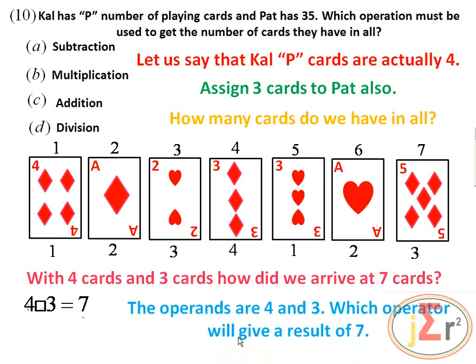The operands are 4 and 3. Which operator will give a result of 7? Which one will give a result of 7? Addition will give a result of 7. So addition is correct. So if one person has a certain number of cards and the other person has another number of cards, if we put them all together, it will be the same as if we are adding all of them, or adding the 2 numbers together, as we see right here in the demonstration.